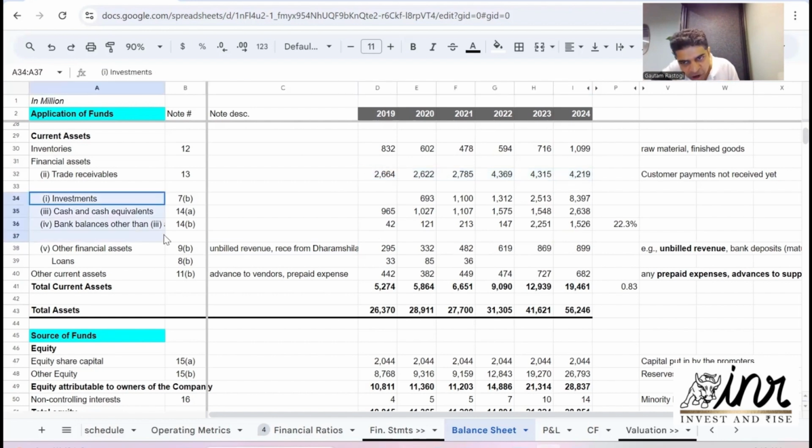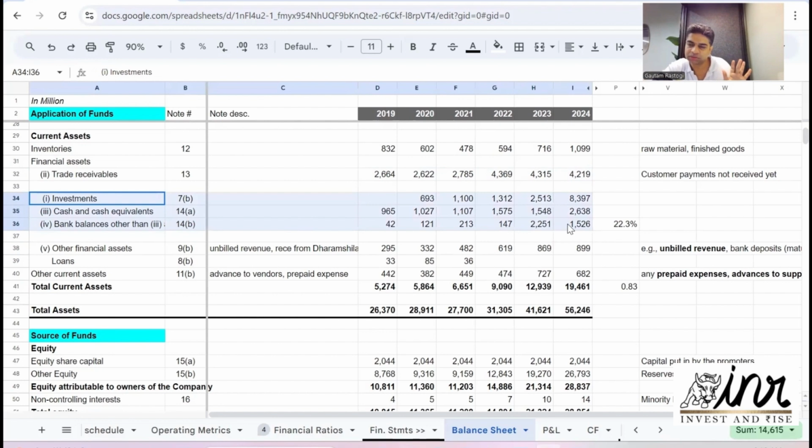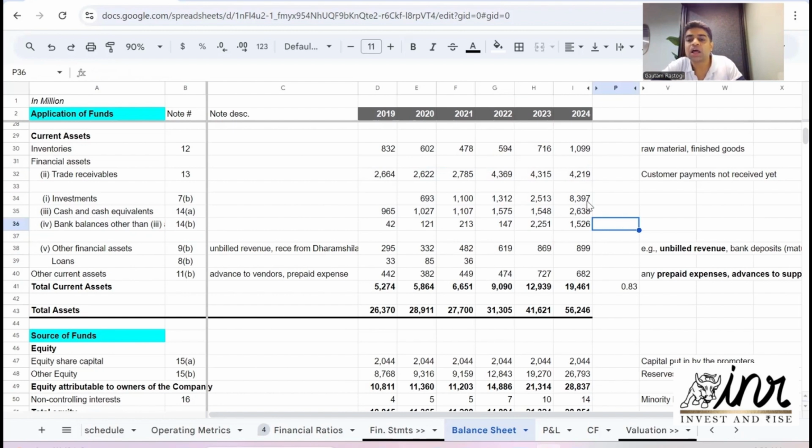And then these three components: investments, cash, bank balance. All of this is cash. When I come across cash, I need to understand what portion of the balance sheet it makes up. It's 22%. So this is a cash-rich company, which is very good. 22% of the balance sheet is cash equivalents, so they are pretty cash rich. Especially for a capital-intensive company, this is a good amount of cash. All right, let's move forward.